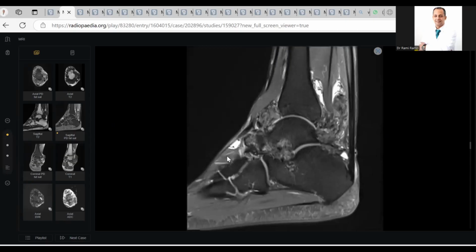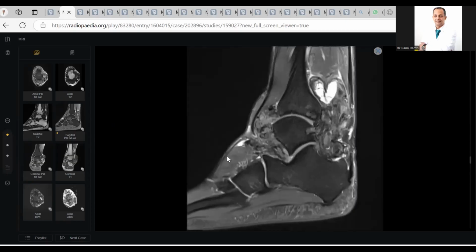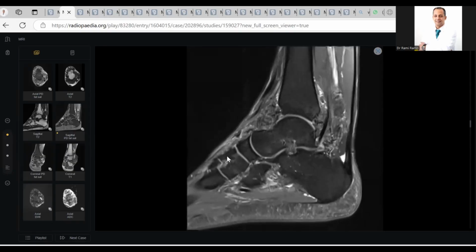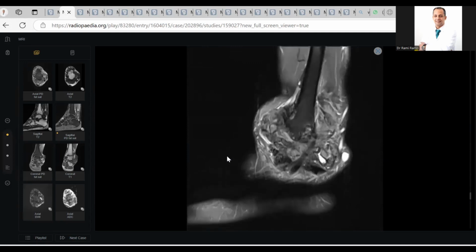with internal lucent area, showing abnormal signal within the bone and giving an appearance of erosion. And apart from that, this is extending posterior to the ankle joint, involving the Achilles tendon, with evidence of joint effusion. And in my routine practice, this can be a pigmented villonodular synovitis.